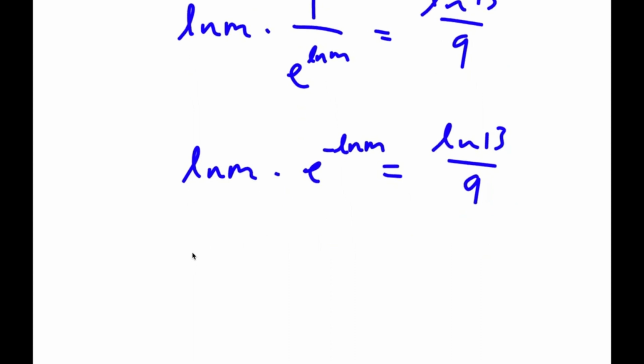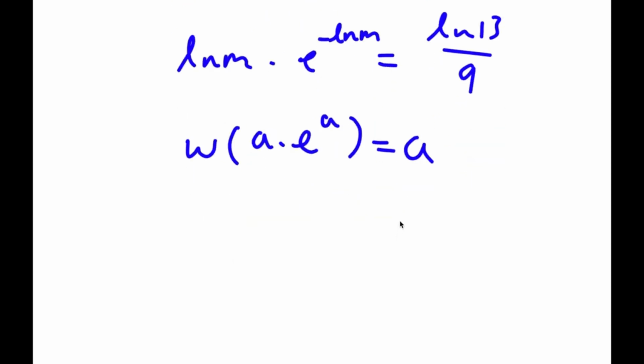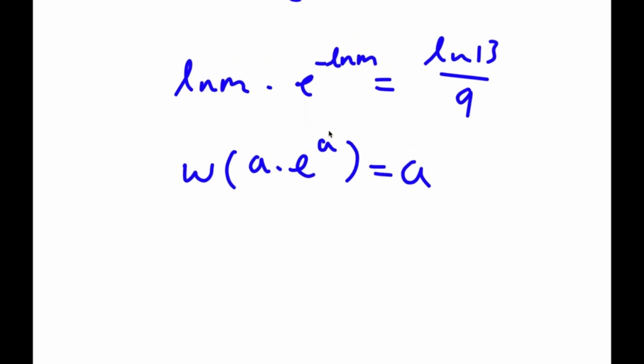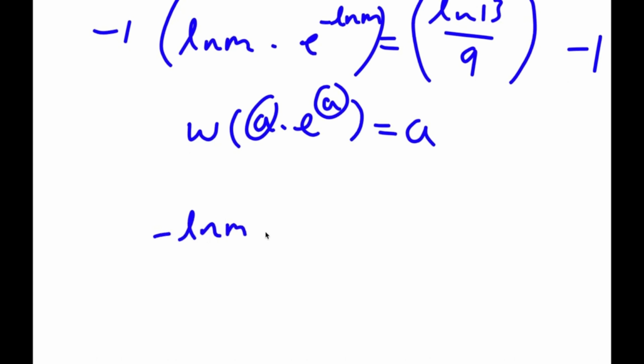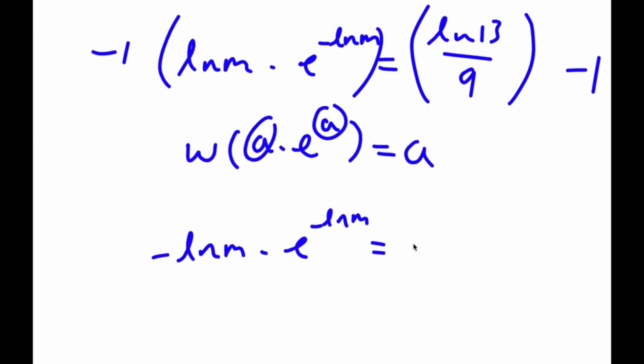Now, if I take the W-Lambert function of something in the form a times e to the power of a, this is equal to a. So what I'm going to do is multiply both sides by -1 first, because we want a and a over here to be the same. Right now this is negative ln m, and this is positive ln m. So if I multiply both sides by -1, I get negative ln m times e to the power of negative ln m is equal to negative ln 13 over 9.